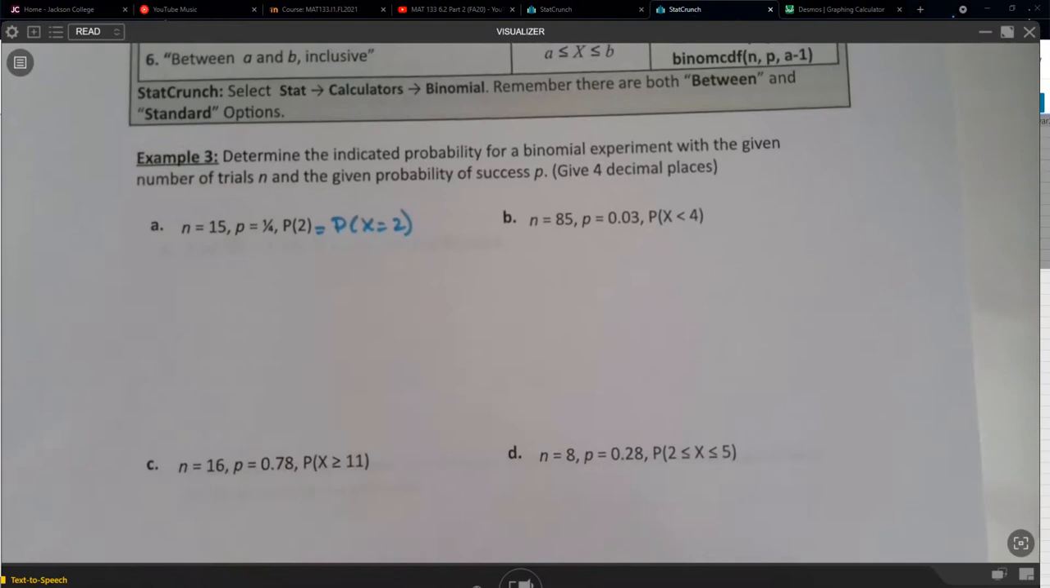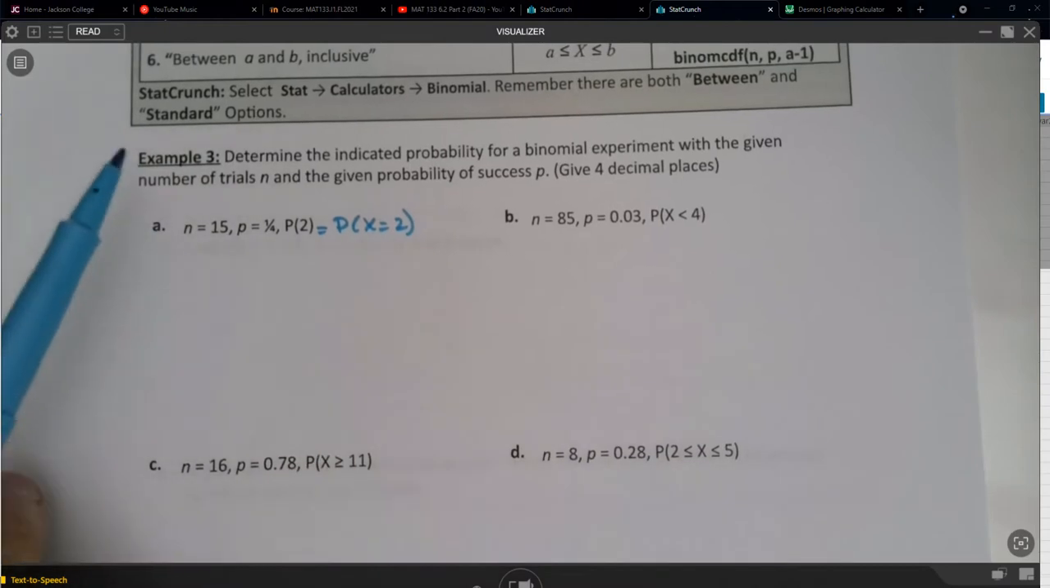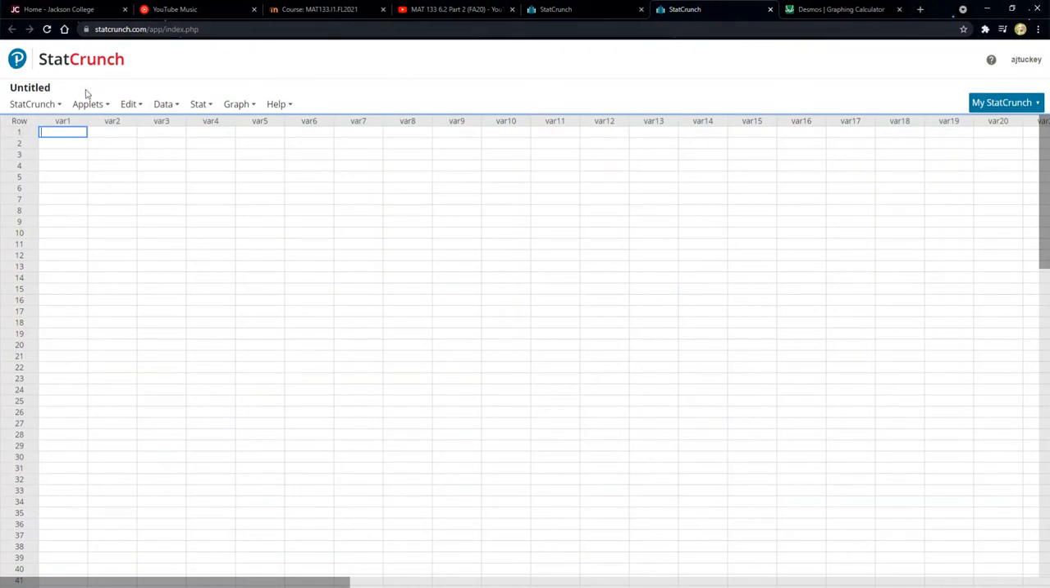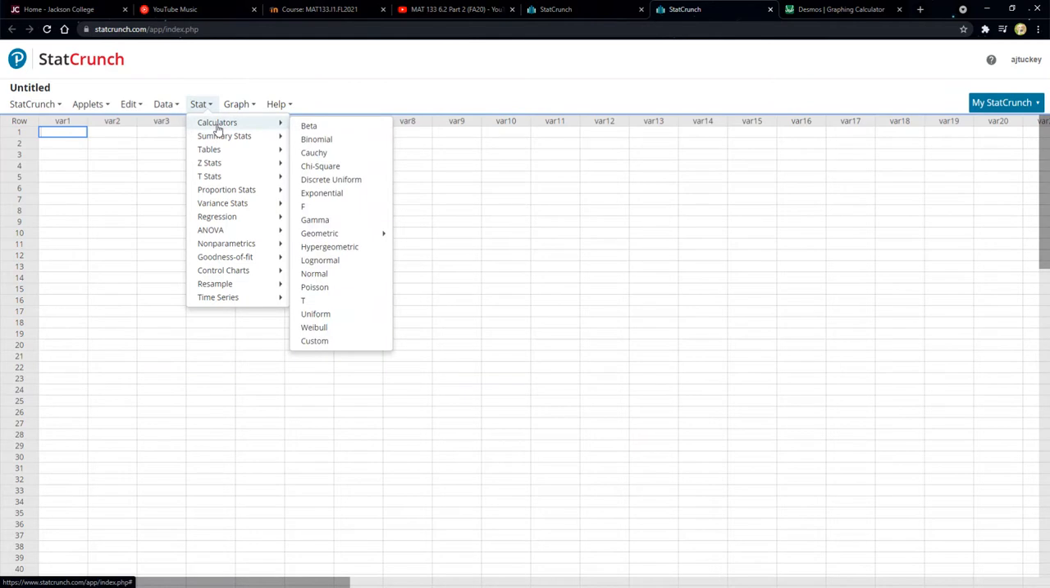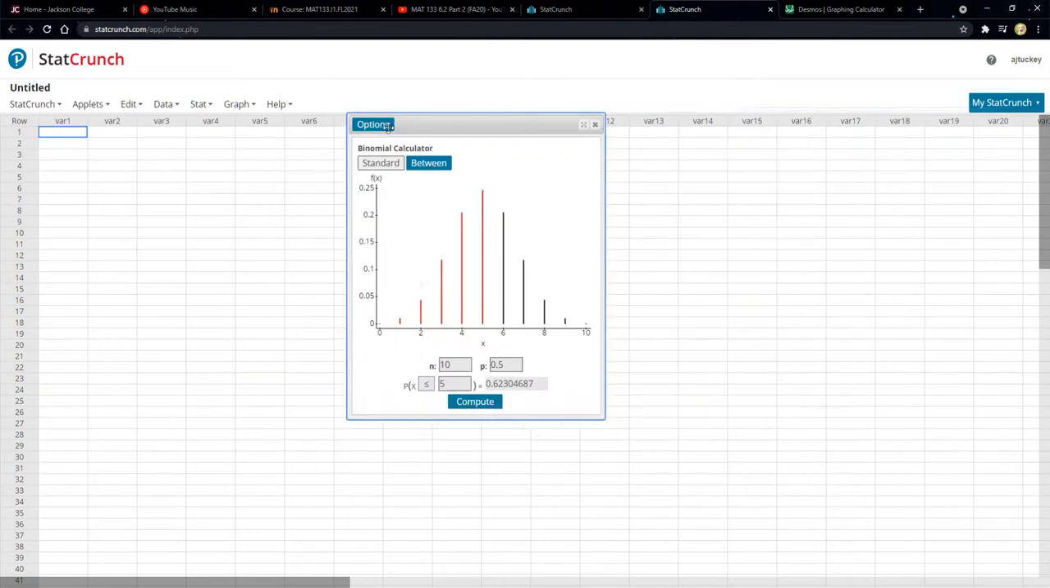All right, so let's start with StatCrunch because StatCrunch is the best. It's so easy for this kind of stuff. So I'm going to go to StatCrunch, and in StatCrunch, I want to go to my calculators. Under Stat, we go to Calculators and we choose Binomial. If you remember in section 6.1, we were using the custom calculator, but now we're in the binomial section, we'll use the binomial. And if you're wondering about all the rest of these, we won't do most of them, but they are available if you take another statistics course or two. So we click binomial right here.